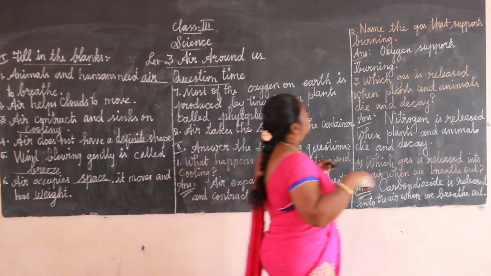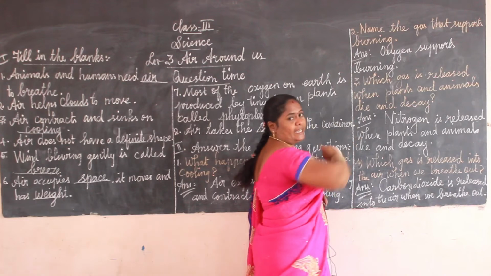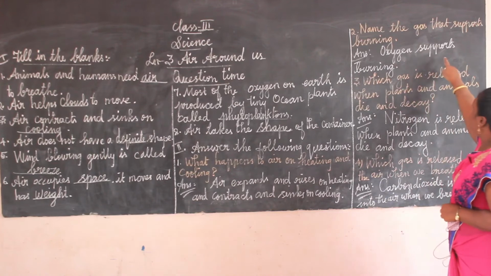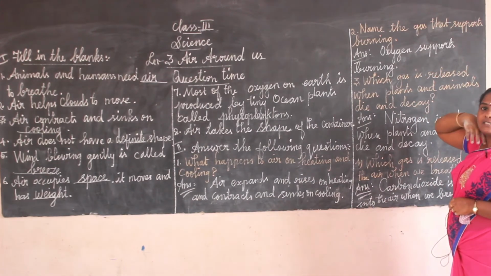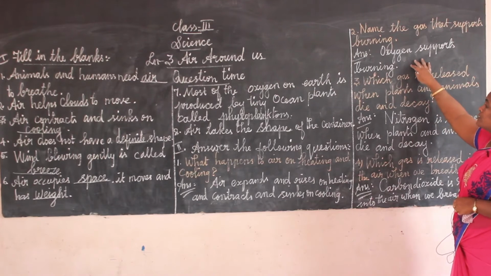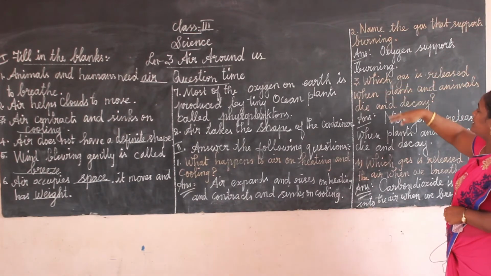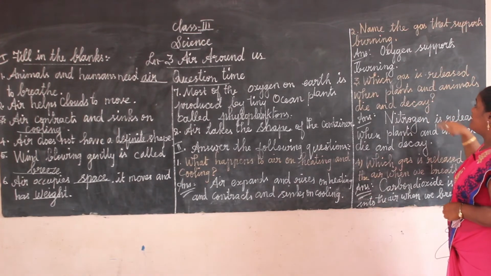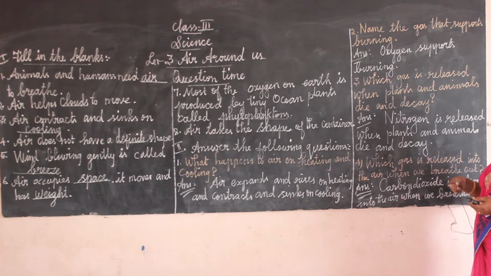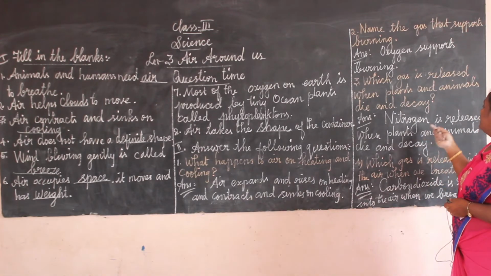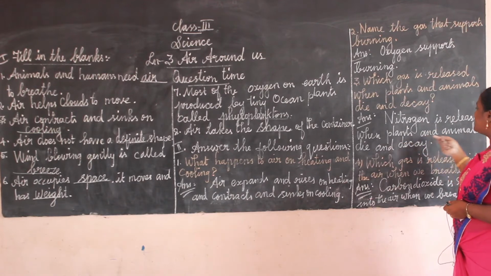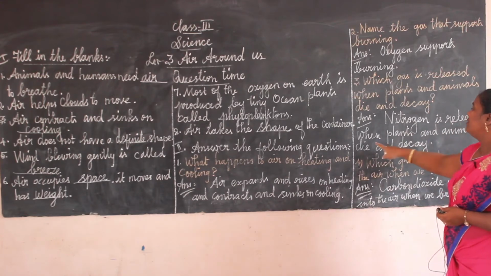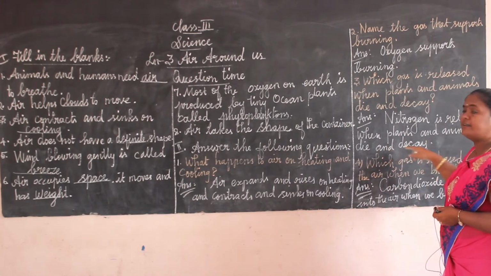And then next question, name the gas that supports burning. Oxygen supports burning. Already you know which gas supports burning. Oxygen. And then next question, which gas is released when plants and animals die and decay? Already know. Nitrogen gas. Nitrogen is released when plants and animals die and decay.